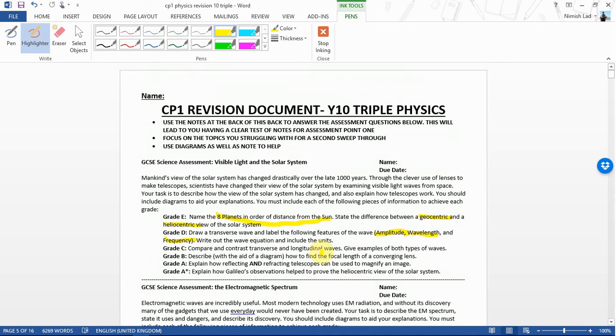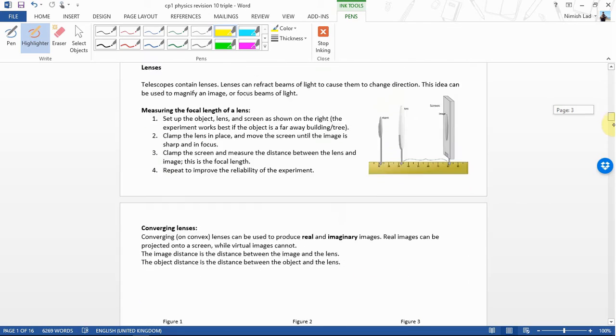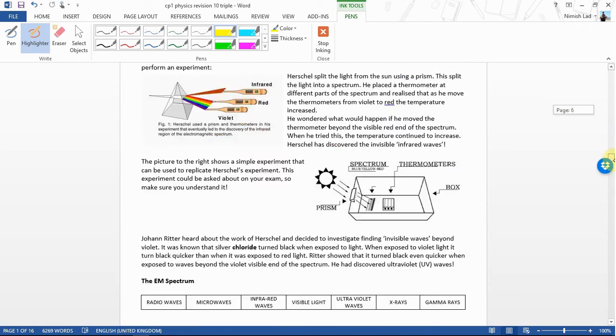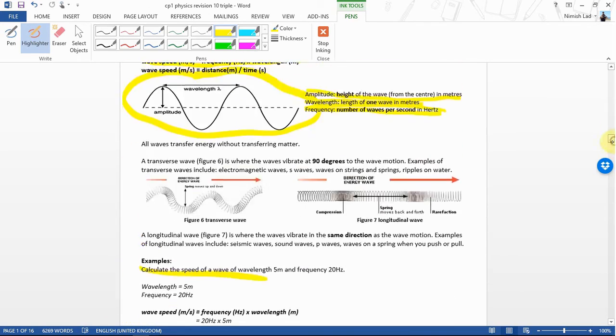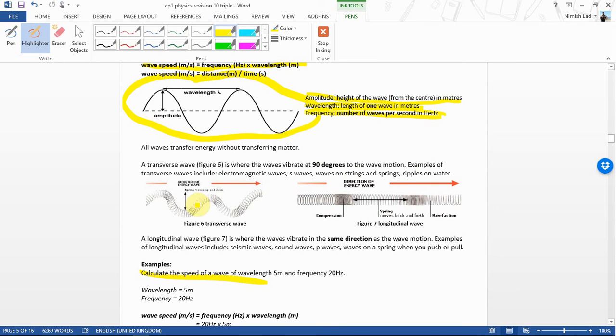Compare and contrast transverse and longitudinal waves and give examples of both types of waves. You need to know about the similarities and differences between transverse and longitudinal waves, and you need to be able to give examples of each. So here we go, a transverse wave. The particle motion, that's key that you say it like that, is at right angles to the direction of the energy of the wave. For a longitudinal wave, the particle motion is parallel to the direction of energy travel. So in this one it's perpendicular, and this one it's parallel. That's how you compare and contrast the two.